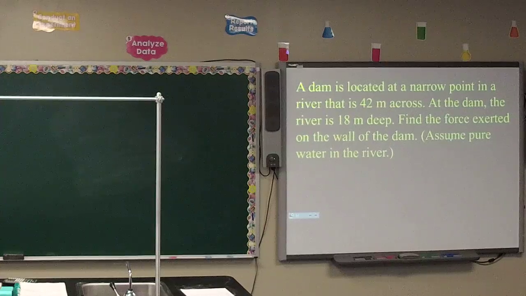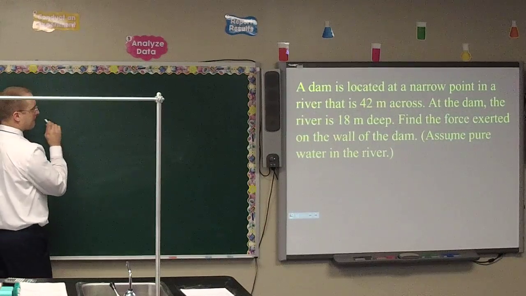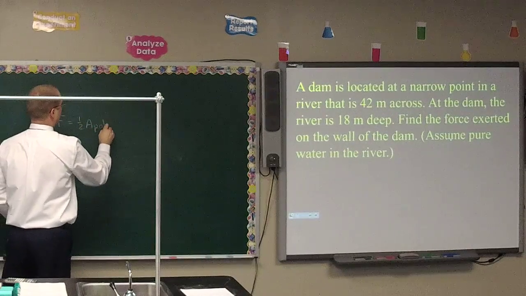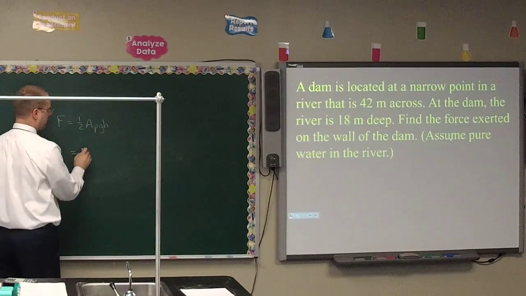All right, what equation are we going to need to use for this problem, Michael? F equals one half A rho g h. Good, F equals a half A rho g h. And for the most part, this is really easy to plug in, right?